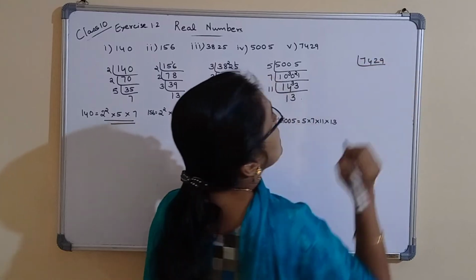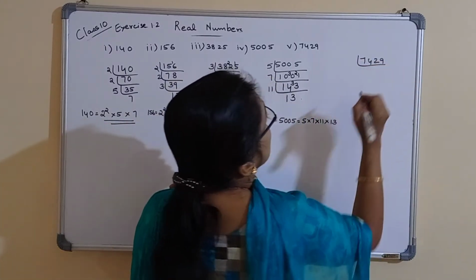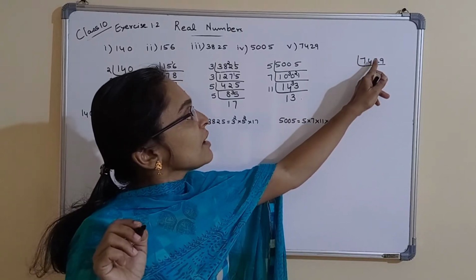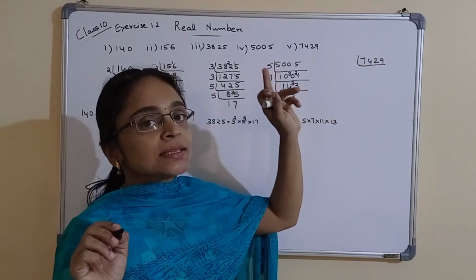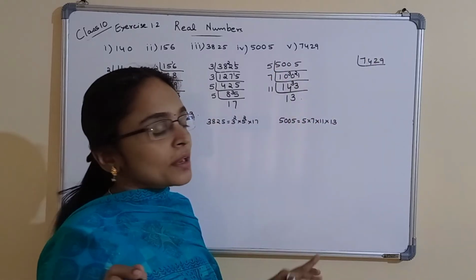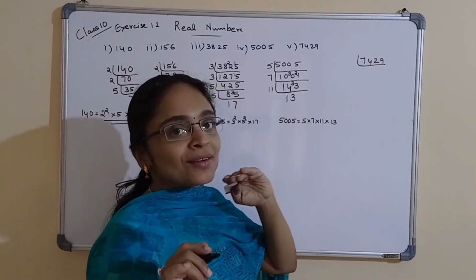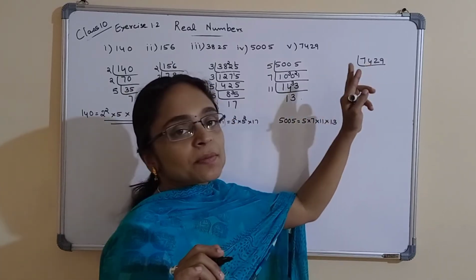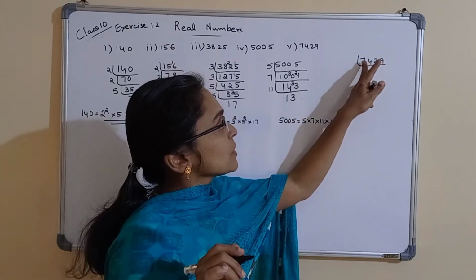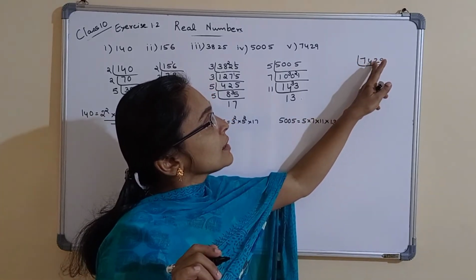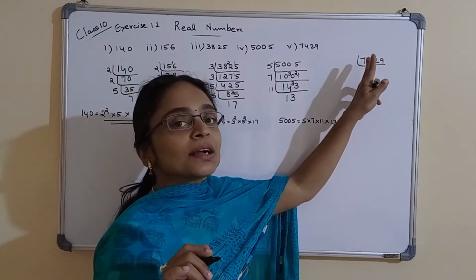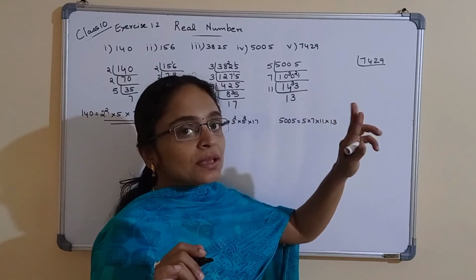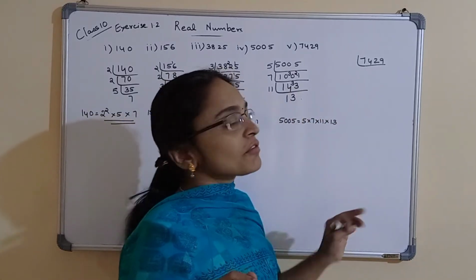Okay. Now, 7429. We can factorize this as, is 2 a factor? No. Is 3 a factor? 7 plus 4 is 11. 11 plus 2, 13. 13 plus 9 is 22. 3 is not a factor. Is 5 a factor? Obviously no. Then 6 is not a prime number. 7 is a prime number. Is 7 a factor? No, because 7 divided by 7, 1, then 0. Then 42 divided by 7 is 6. Then 9. 9 divided by 7, you will get 2 as remainder. So, 7 is not a factor.